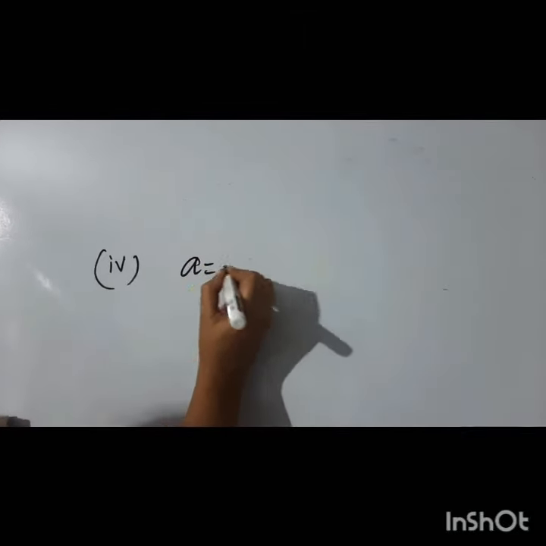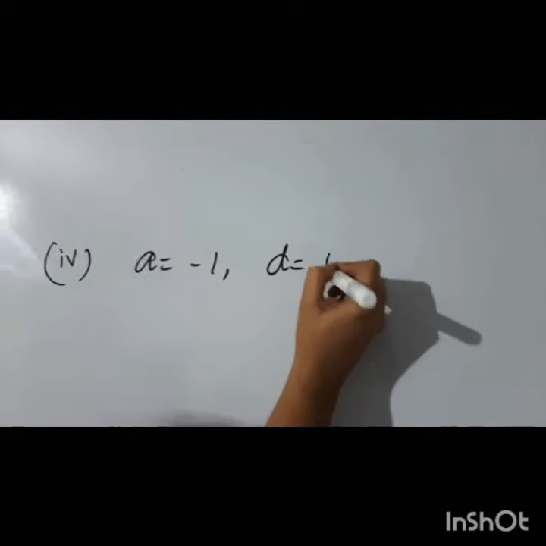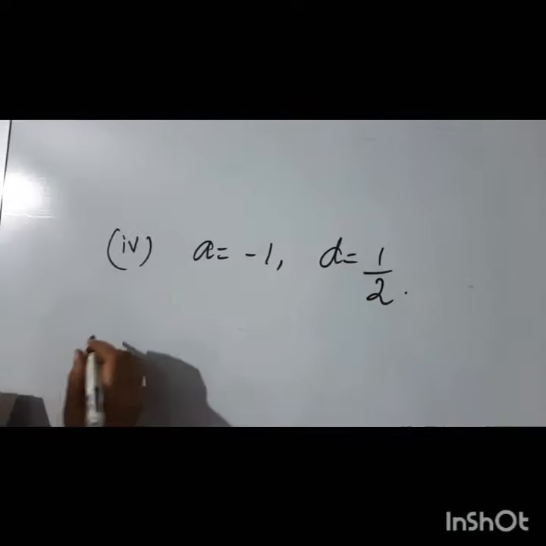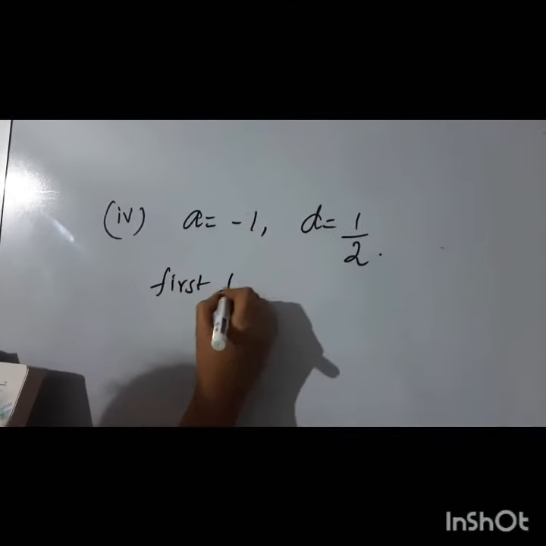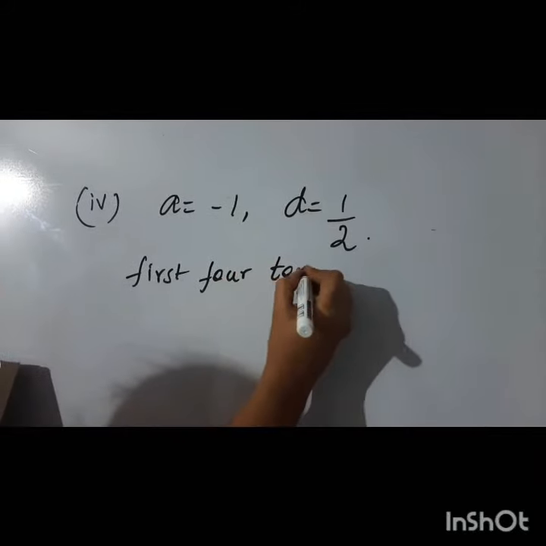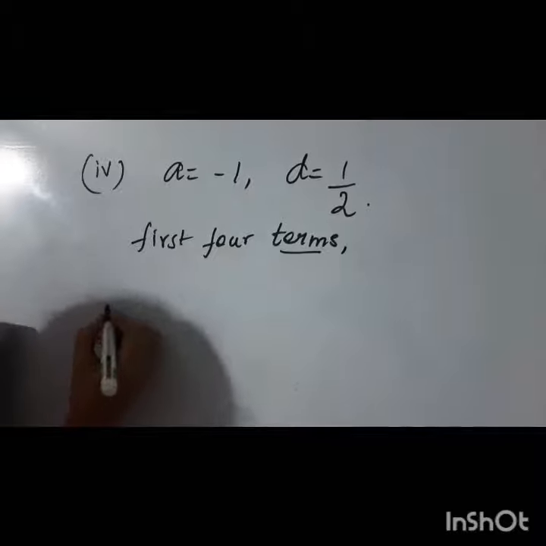Here what is given for A? The value of A here is -1 and the value of D here is 1 by 2. What did they ask us to do? They asked us to find the first 4 terms. Each number in the AP is called a term. We are going to find out the first 4 terms.